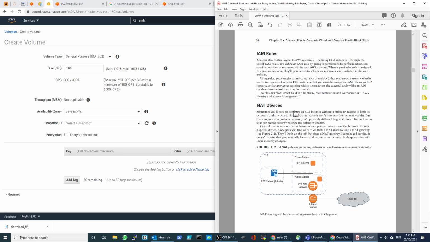Then NAT devices. So what is NAT? Network Address Translation. I think we created that last time also in the lab. It's in the private network. How do we allow machines in the private network to access the internet? We have to have a NAT gateway, right?